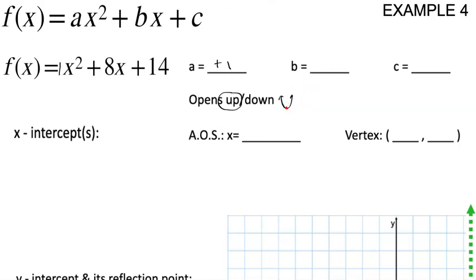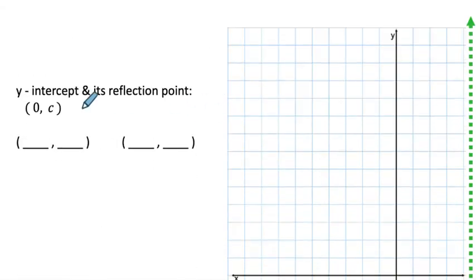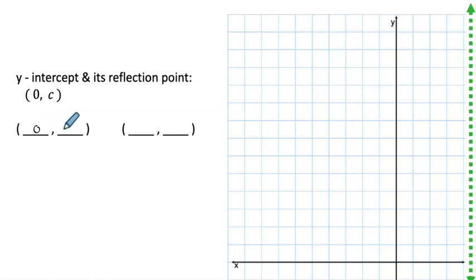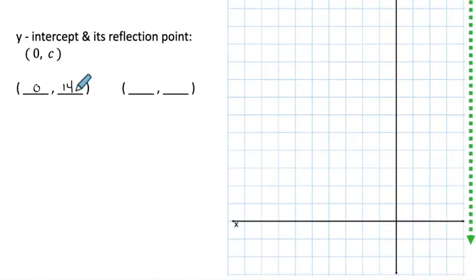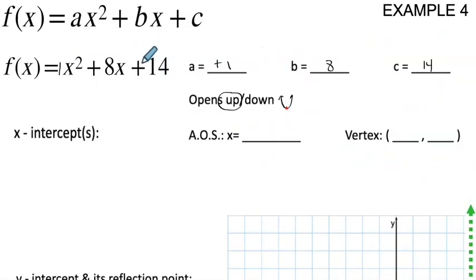Alright, the b value here is 8, and the c value here is 14. We can also get something from the c value: it is my y-intercept. So (0, 14) is going to be my y-intercept. Again, you find your y-intercept by plugging in 0 for x. 0 squared plus 8 times 0 is just 0, and you're left with 14. You can do that by plugging it in, or just recognize it from the c value in standard form.